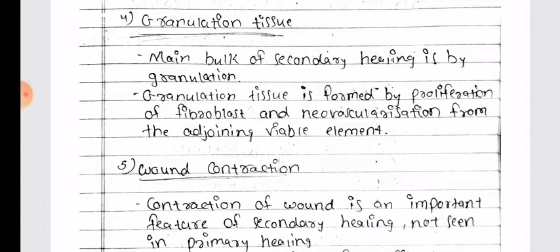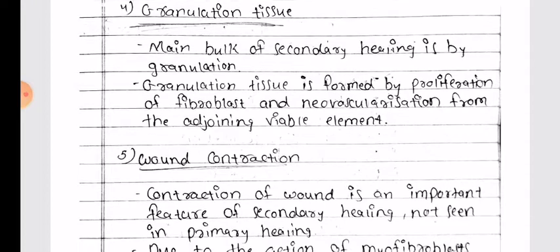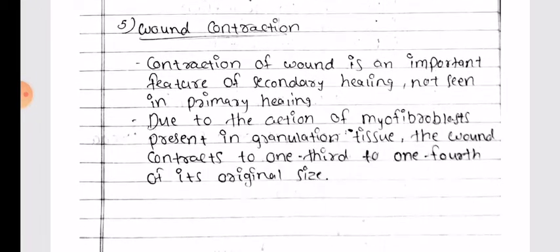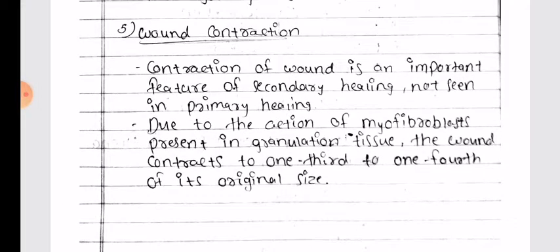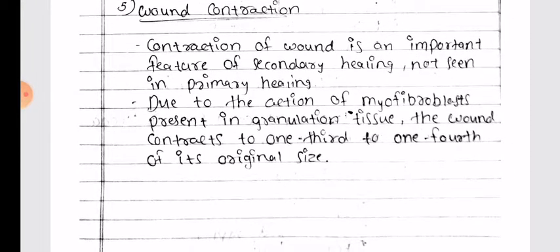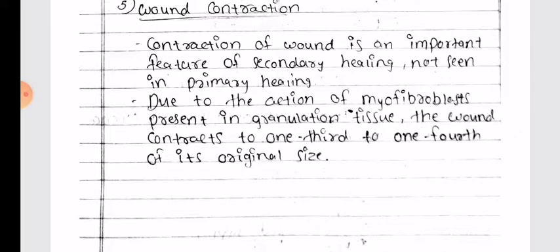Granulation tissue. Main bulk of secondary healing is by granulation. Granulation tissue is formed by proliferation of fibroblasts and neovascularization from the adjoining viable elements. Wound contraction. Contraction of wound is an important feature of secondary healing not seen in primary healing. Due to the action of myofibroblasts present in granulation tissue, the wound contracts to 1/3 to 1/4 of its original size.